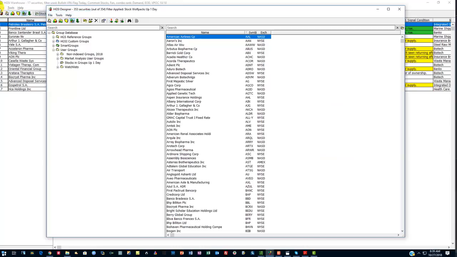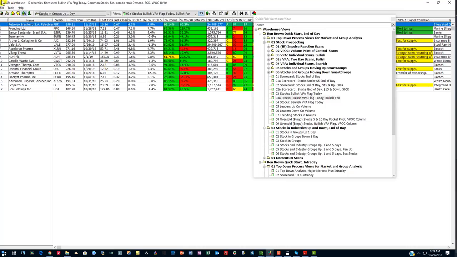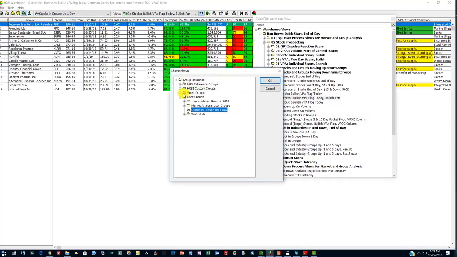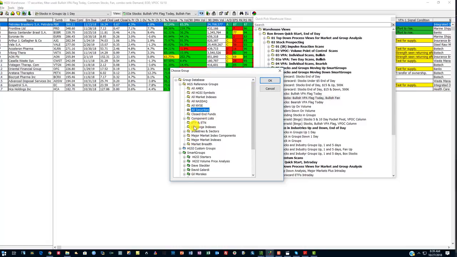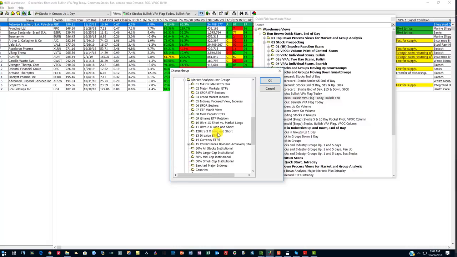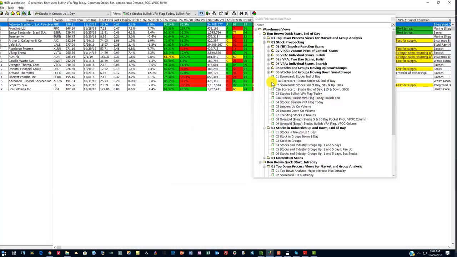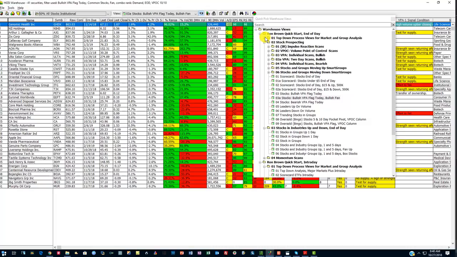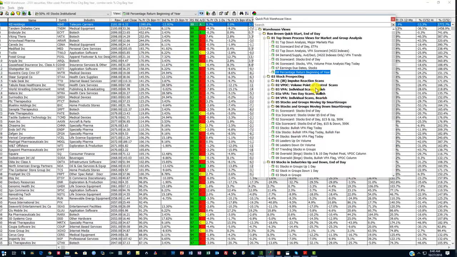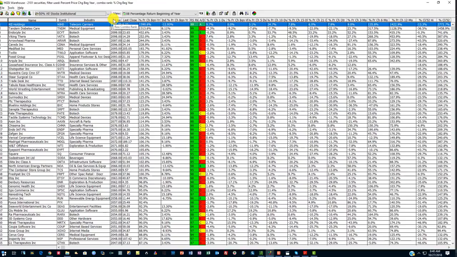Okay, let me choose a group here. I'm just going to go to all securities after all. Actually, I'm not. I'm going to go down to my market analysis user groups, and I'm going to go into all stocks institutional. And I'm going to go to the end of day, and I'm going to go to number 8. This is a percentage return from the beginning of the year. If you sort on the combo and look at this, it's going to show you the stocks or indexes or anything else in HGSI and the return since the beginning of the year.